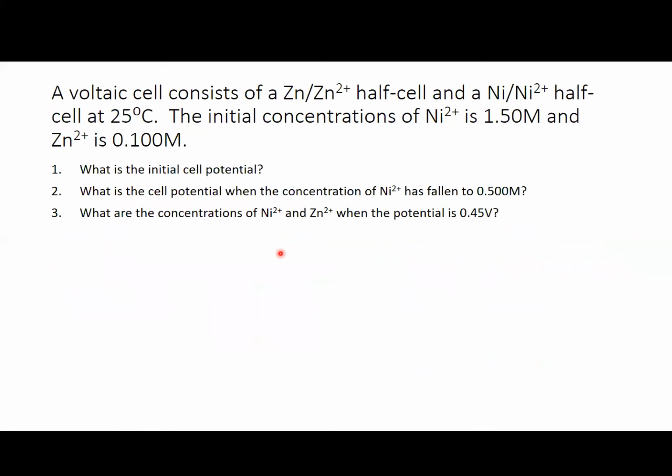So I've posed it here as a question. This is a question that comes right out of our textbook. I believe this is number 77, which is good because it's got answers in the back, and you can take a look at those. So we've got a voltaic cell that has solid zinc on one side becoming zinc ions, and then solid nickel on the other side becoming nickel ions. And the initial concentrations are nickel is 1.5 molar and zinc is 0.1 molar. So what is the initial cell potential? What's the cell potential when nickel has fallen to 0.5 molar? And what is the concentration of nickel and zinc when I've got a 0.45 value for E cell? Three different questions here. So let's take them one at a time.